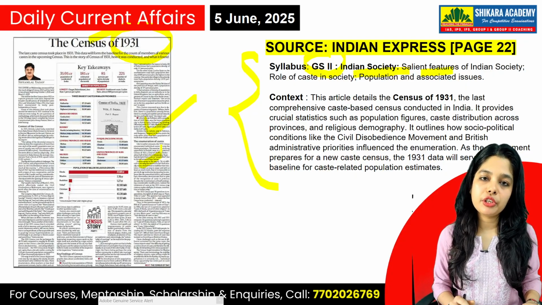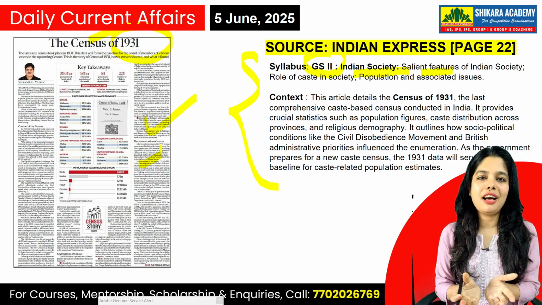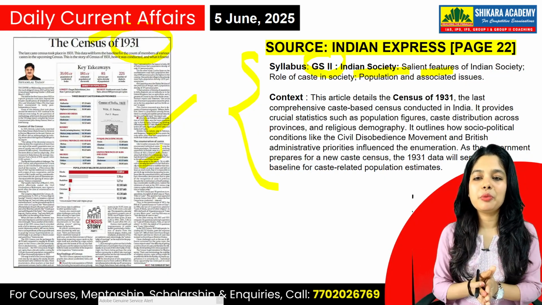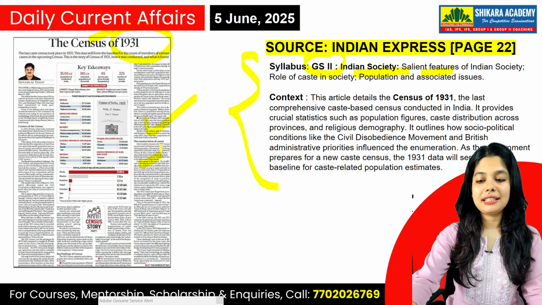We are waiting for the new census, but still you will get an idea how, during the civil disobedience movement, the British administrative priorities influenced the census of that time.